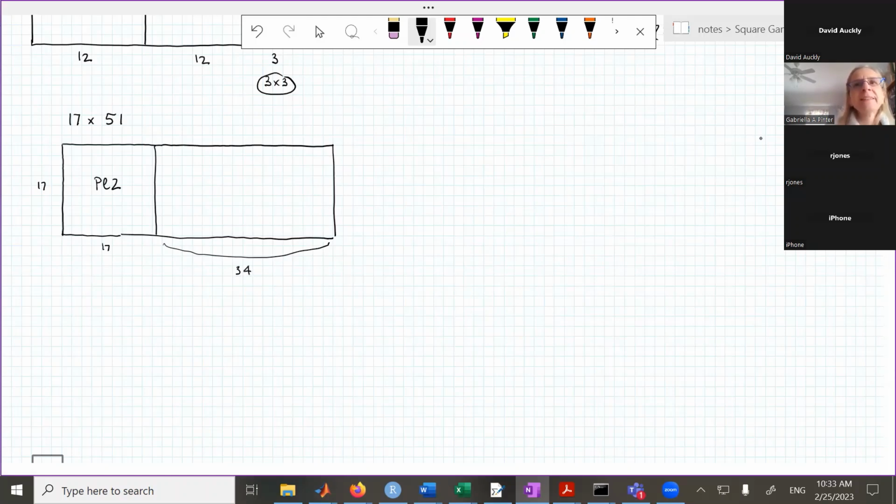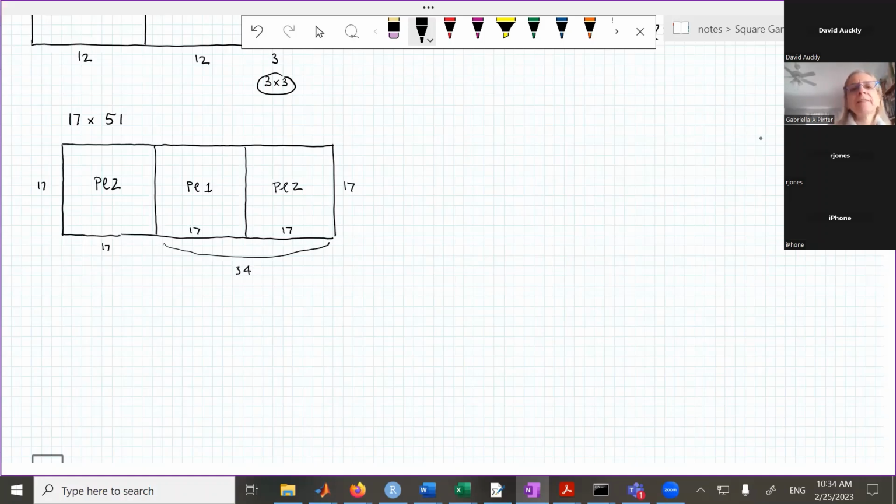$34, right? So again, player 1 can make up a 17 by 17 square. What's left is exactly a 17 by 17 square. And with that, player 2 finishes the game.